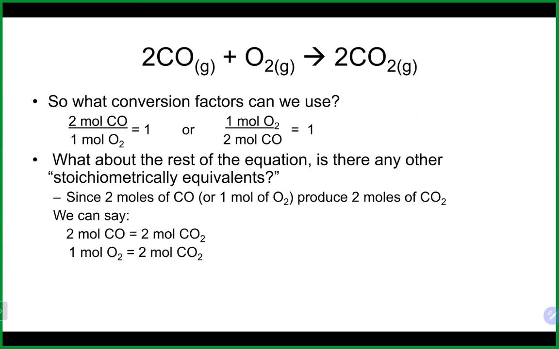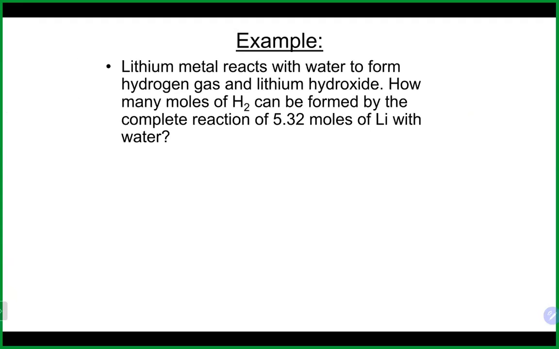All right, let's take a look at some here. Let's do this one here. Lithium metal reacts with water to form hydrogen gas and lithium hydroxide. How many moles of hydrogen can be formed from the complete reaction of 5.32 moles of lithium with water? Follow the 4 steps, see where you get. When you put some numbers up there, that might be helpful for you. And this should be on your notes, this one.